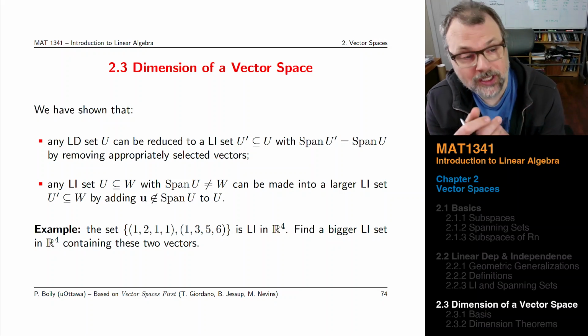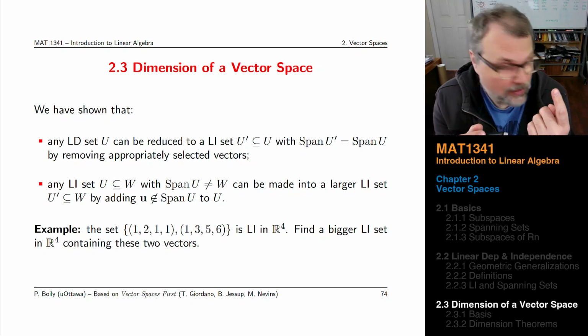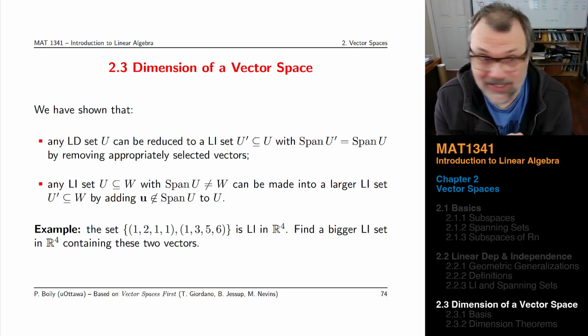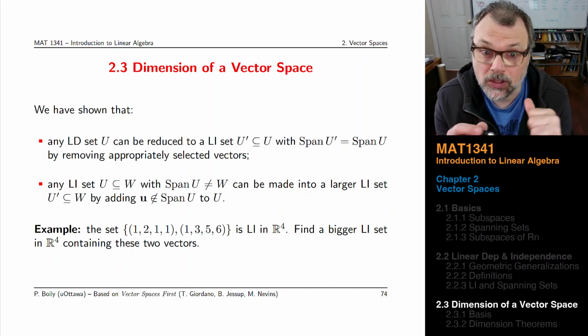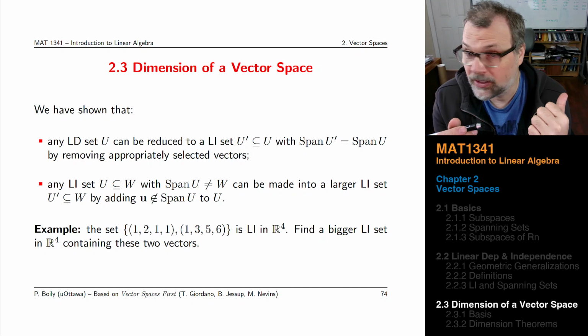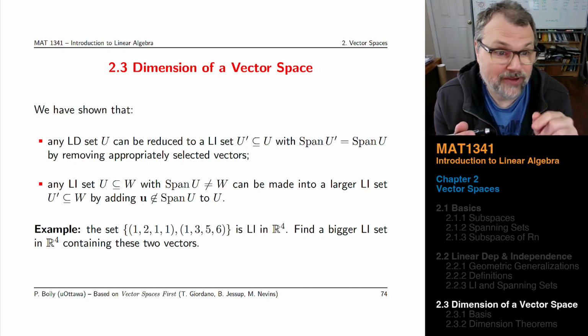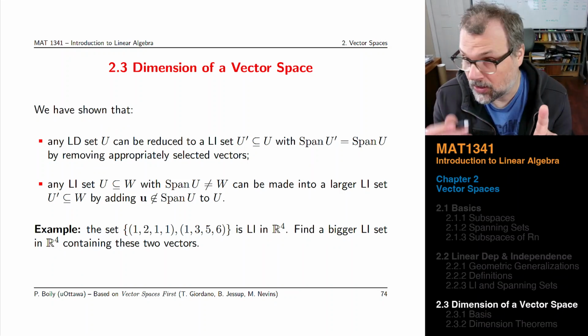We've also shown that if we have a linearly independent set U in a subspace W, and the span of that set is not the whole subspace W, then you can make that into a larger linearly independent set U prime by adding some vector u which was not in the span of U to that set U.